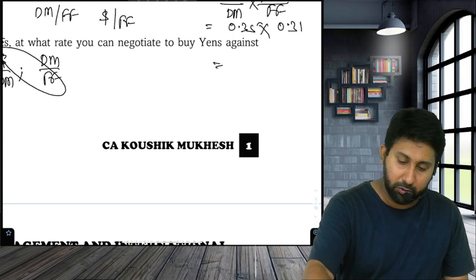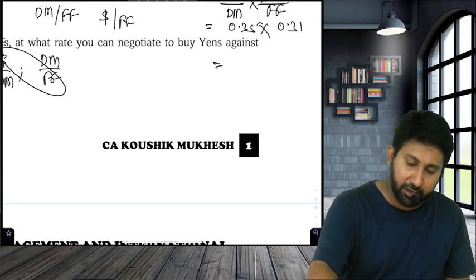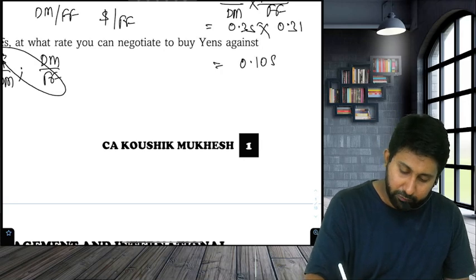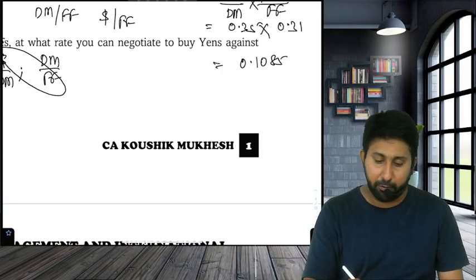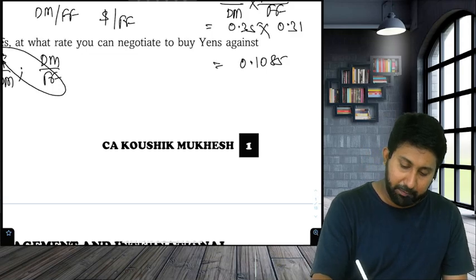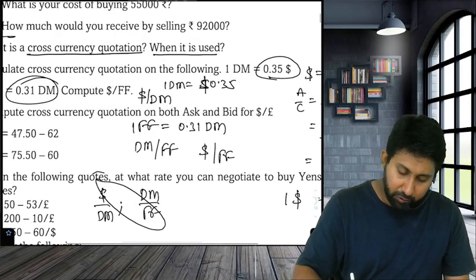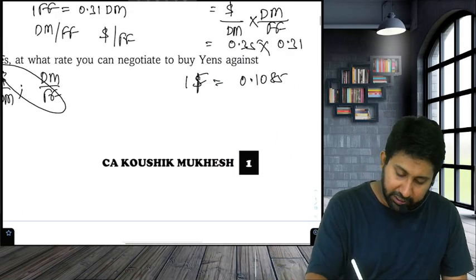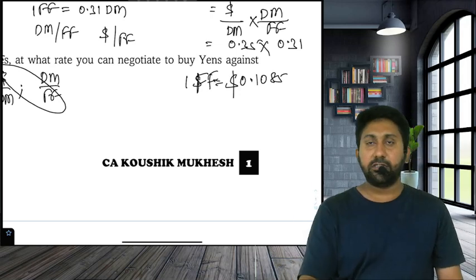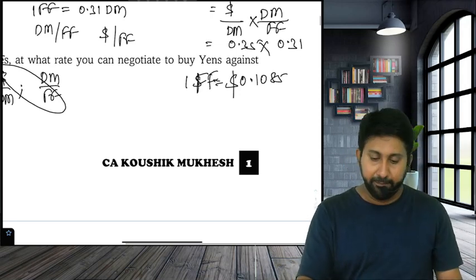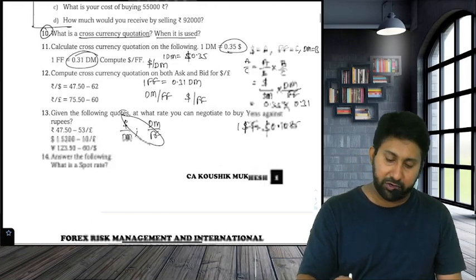0.31. So 0.35 into 0.31, that gives you 0.1085. This will be $1 equal to 1 FF, French franc, equal to $0.1085. This is how we can calculate the base notation calculations.